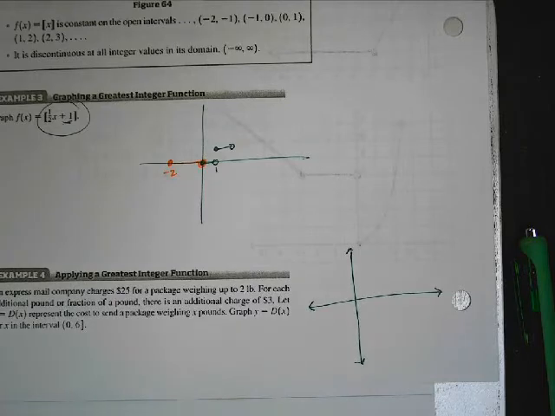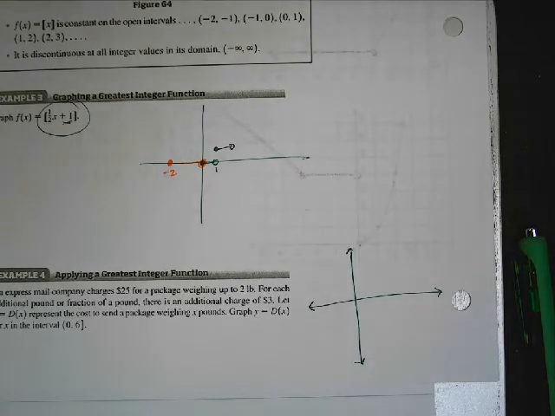So if my package weighs 2.1 pounds, how much are they going to charge me? $28. What if it weighs 2.4 pounds? It's still $28 because for every fraction of a pound, there's an additional $3. What if it weighs 3 pounds? $28.